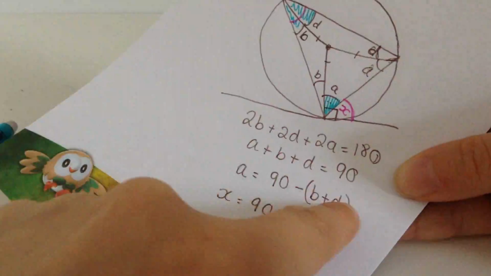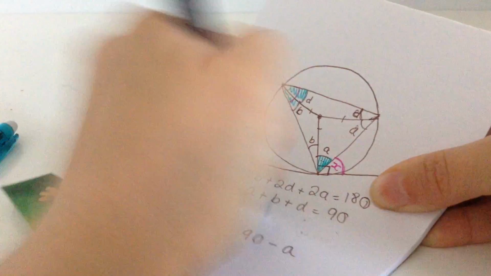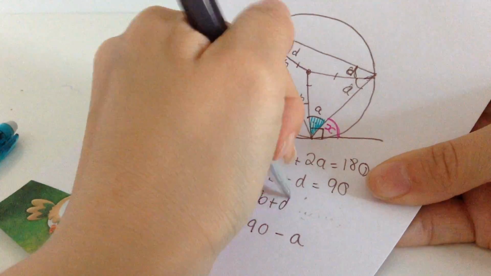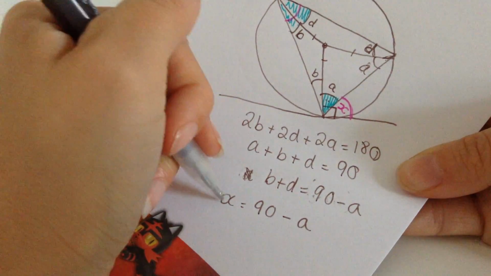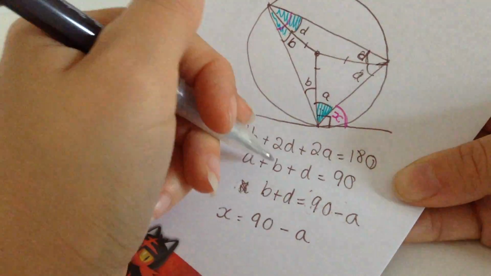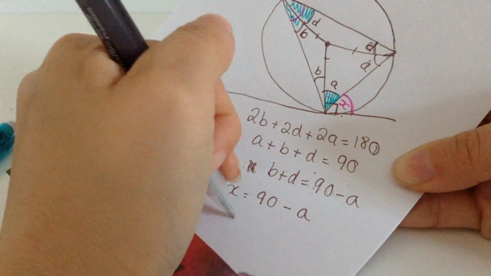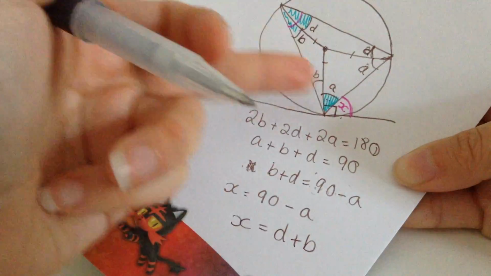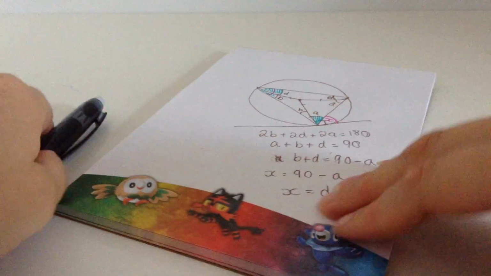So, you know what, I should have written this the other way around, shouldn't I? So B plus D is 90 minus A, that's better. Then I can say, if X is 90 minus A, and B plus D is 90 minus A, then X must equal D plus B. And that has proven that this blue angle and this blue angle are the same, so I've proved the alternate segment theorem.